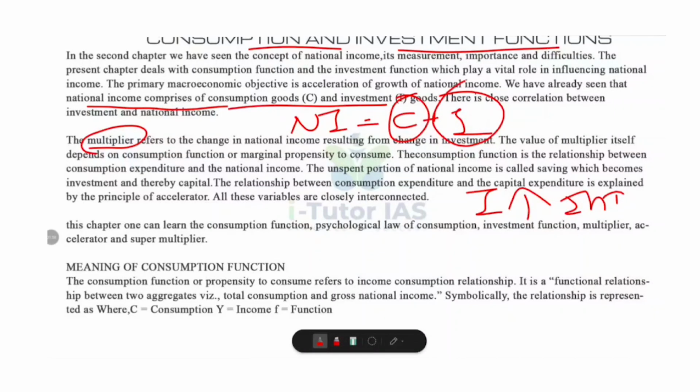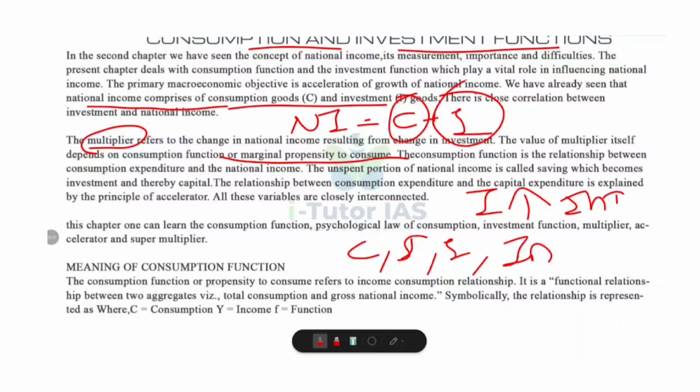I hope you understand. The size of this multiplier depends on how much people consume out of their income. That is the consumption function, or marginal propensity to consume. Now remember, whatever part of income people don't spend becomes savings, and these savings are used for investment, which later becomes capital. So consumption, saving, investment, and income all are connected.